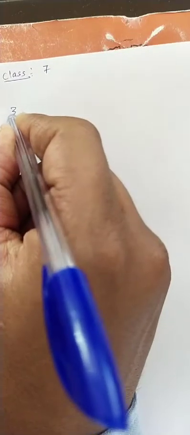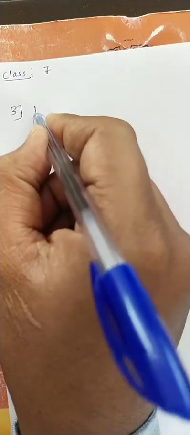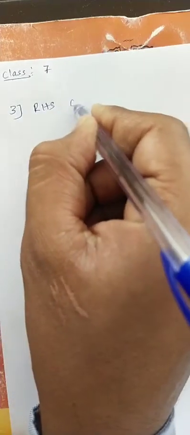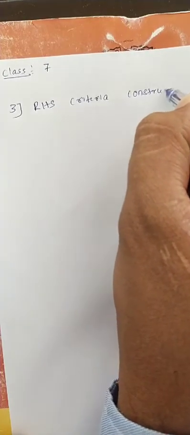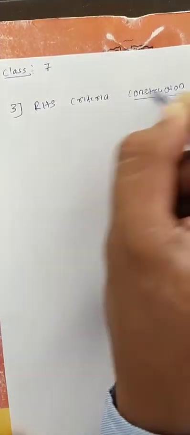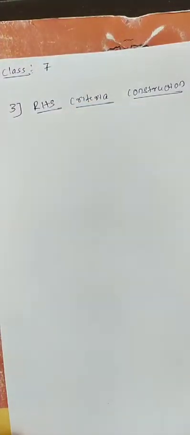Students, we already started with the construction. In construction, we have started with the first criteria, that is side, side, side, and with the second criteria, that is side, angle, side. And now we are going to start with the third criteria, that is RHS criteria construction. Okay, so this is your third part.